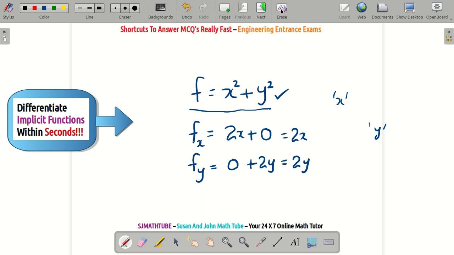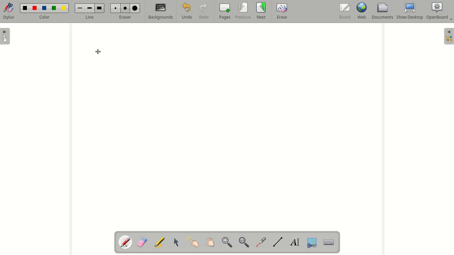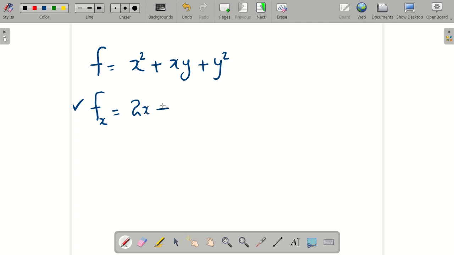Okay, so let's go for one more example. Let's say we have a function x square plus x into y plus y square. So what will be the partial derivative with respect to x? Yeah, when you differentiate with respect to x, you imagine x is the only variable. That means all the letters other than x will be treated as constants while differentiating. So the derivative starts like 2x plus.